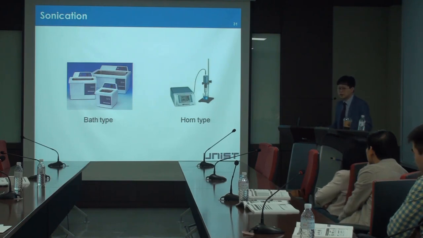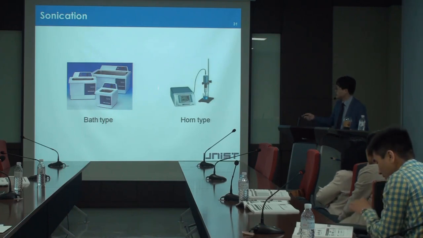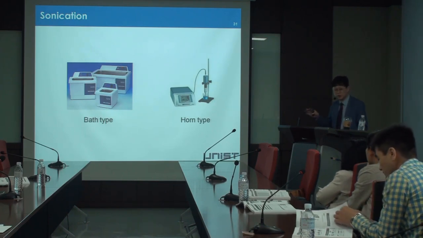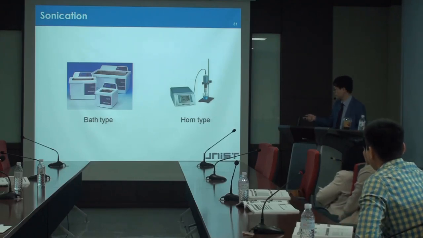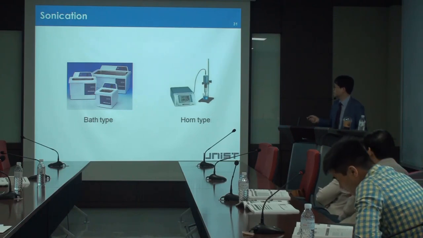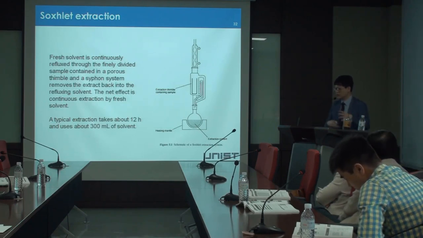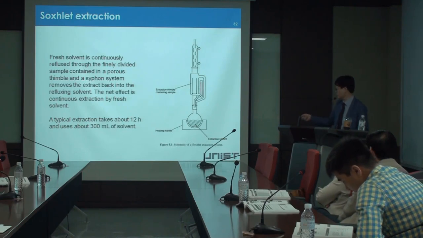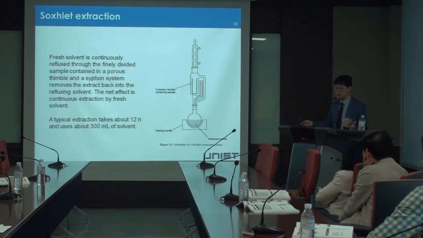For solid samples, such as soil or air samples, we can use sonication. Sonication is a somewhat soft extraction method, but it's easy to use, with a bath type or a horn type. Generally, we use the bath type. Soxhlet extraction is a rotation method. There is continuous reflux of organic solvent, boiled by heating. It takes about 12 hours, sometimes more than 12 hours, sometimes even one day.